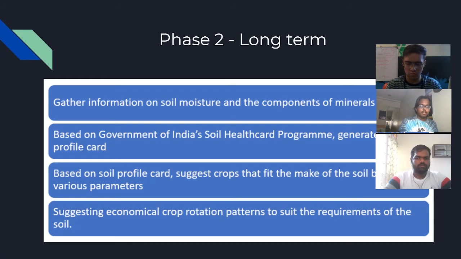My friend Kavan will talk about the specifics in a minute. So based on the soil profile card, we'll be suggesting crops that fit the soil based on the various parameters. And we also need to take into consideration the market of the local region, as that also affects the farmers' decision making. And based on that, we'll be looking into the most economical and most sustainable options. And we also do crop rotations based on the soil type of what we gather information from soil profiling.